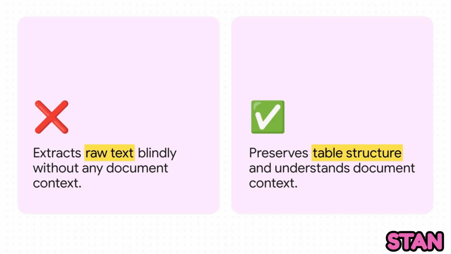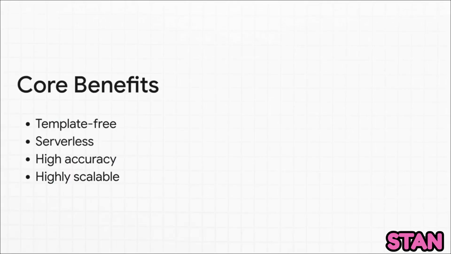It literally preserves the entire column and row structure of your tables, meaning your database gets clean, usable data right away. The absolute game changer here is that you don't need to build custom templates for different formats anymore. Historically, if a vendor just slightly changed their invoice layout, boom, your whole extraction code would break. But since Textract uses machine learning to understand the document dynamically, it is completely template-free.